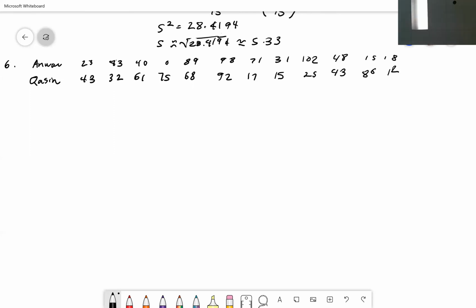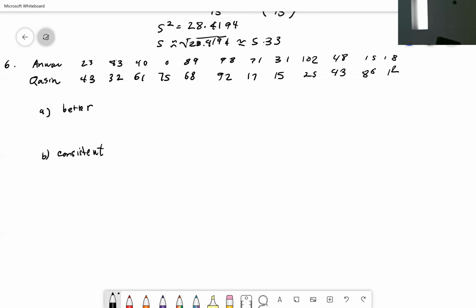So they're asking us, give your reason, state which batsman you consider to be better. So who's better? And then who's more consistent? Okay, so who makes more runs? Usually that's what it means. It's not always, but here's what you're supposed to do. So you're supposed to find the mean and the standard deviation for each.